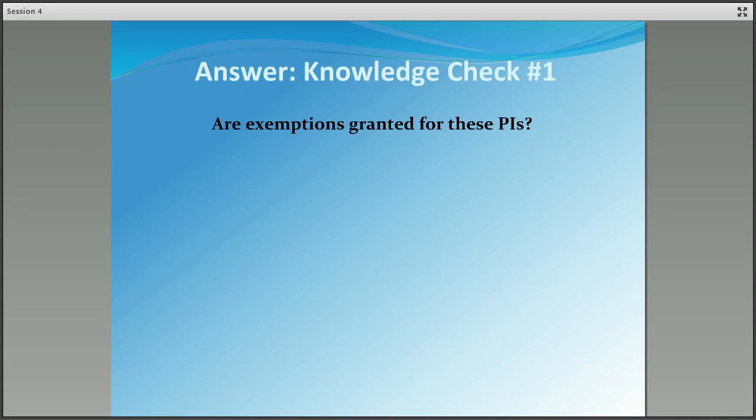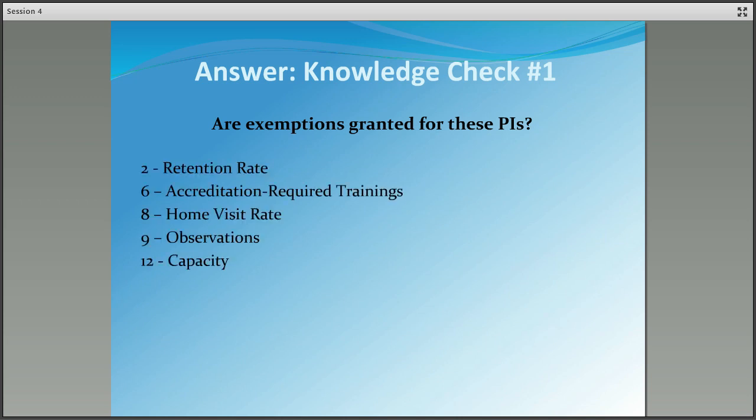So let's look at the answers for knowledge check number 1. First, exceptions are not granted for retention rate, home visit rate, or capacity. However, exemptions may be granted for trainings if you can demonstrate that a worker received a stopgap training in time or had received equivalent training before joining your program. Exemptions may also be granted for observations if a worker was out for a long time and did not have enough opportunities to be observed.